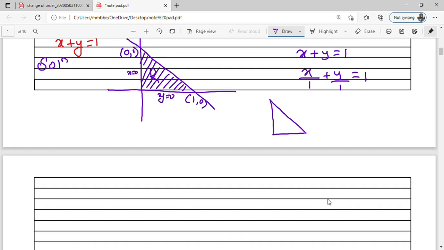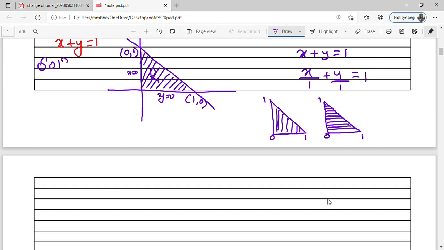When you fix the base limit, the height is varying, so the y-axis is varying. When you fix the length, the height varies vertically and is not fixed. If you understand this concept, then only we can solve the change of order of integration. So 0 to 1, 0 to 1.